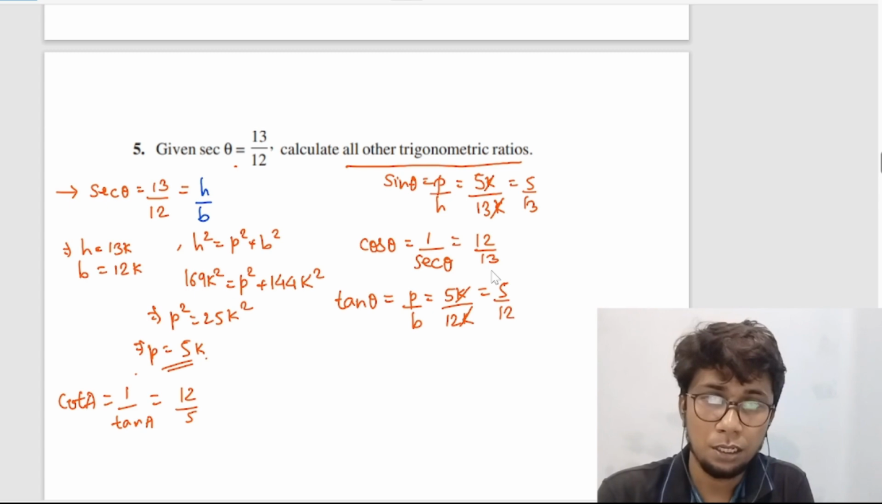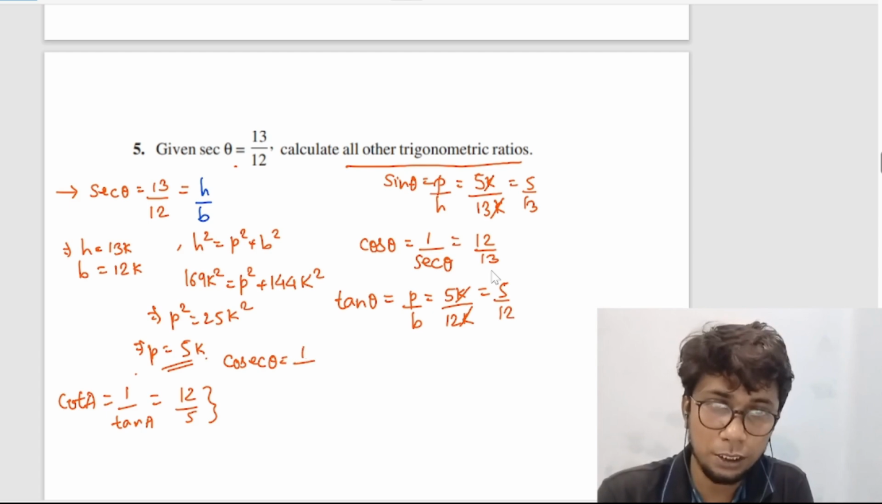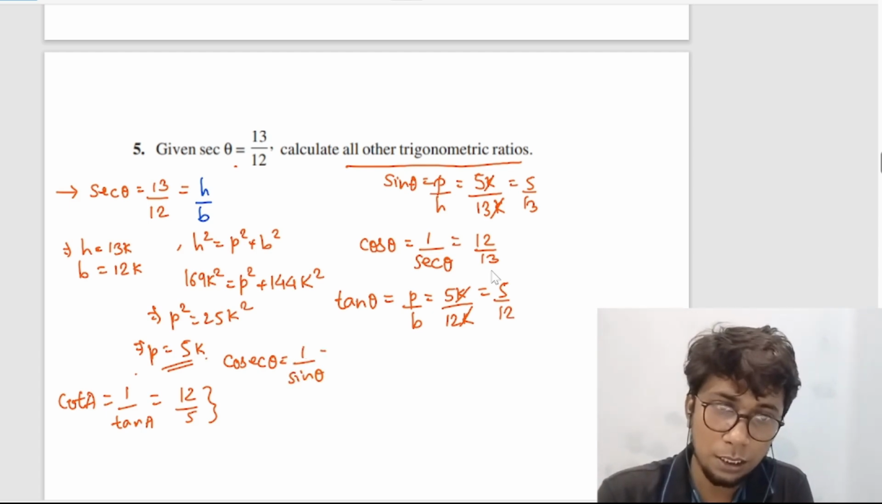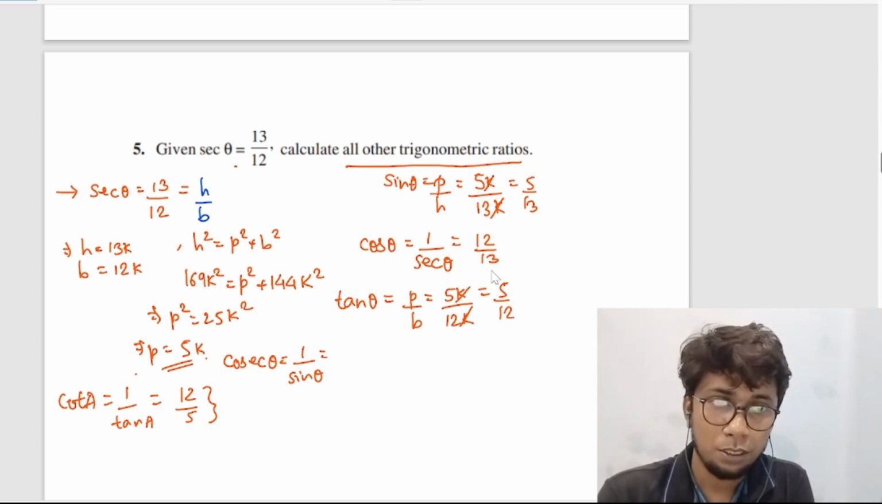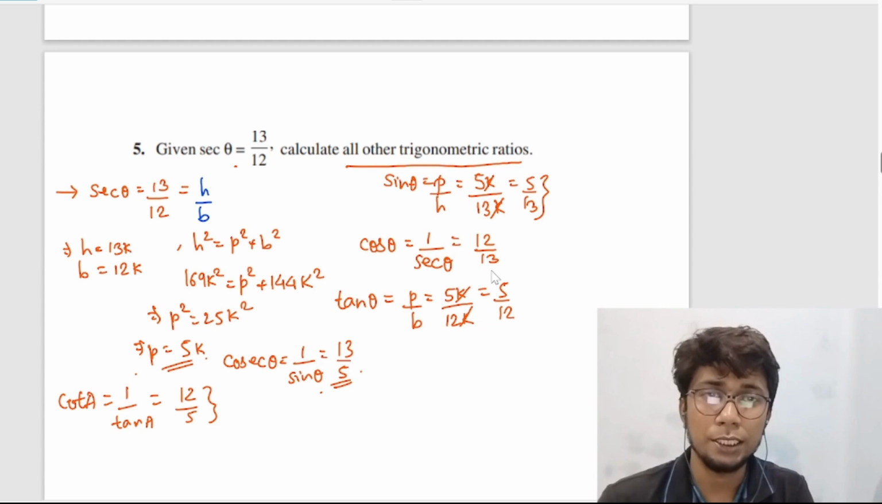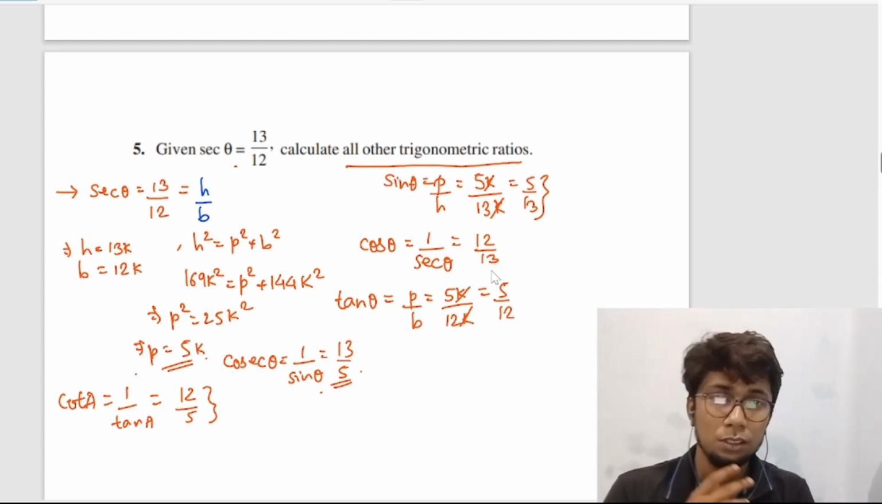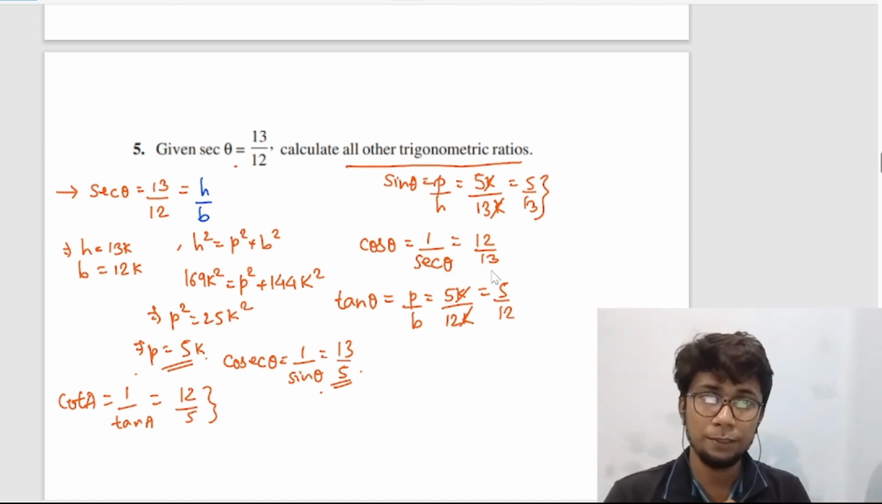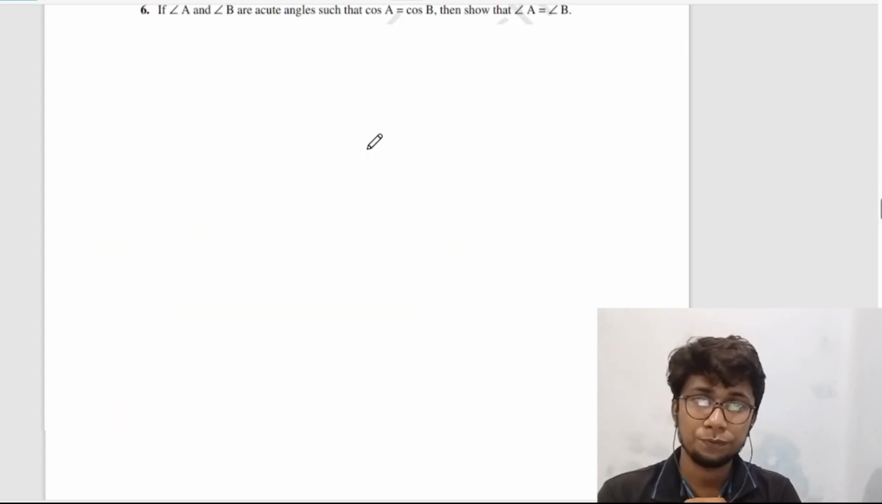Alright. What else is left? We are left with cosec theta. And cosec theta is what? 1 over sine theta. That is the reciprocal of this 5 over 13, that is 13 over 5. So this will be the answer. We calculated sine, cos, tan, cot, cosec, and sec was already given. So this way we have calculated all the trigonometric ratios. Alright, so let's move on to the next.